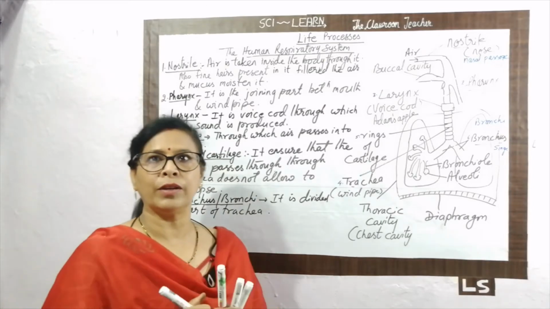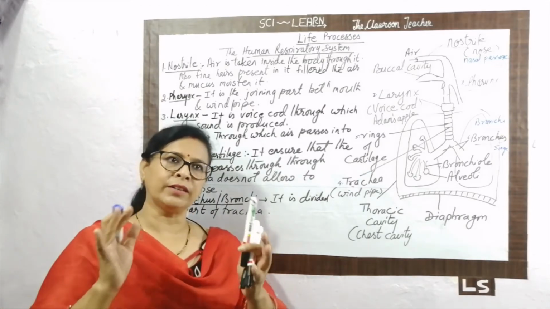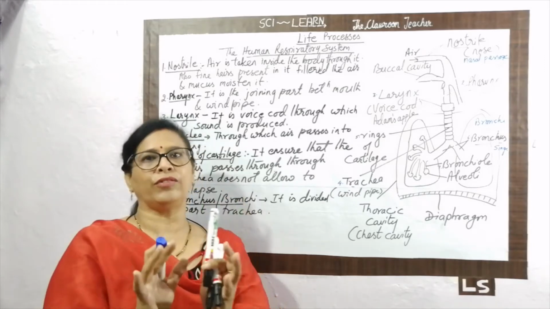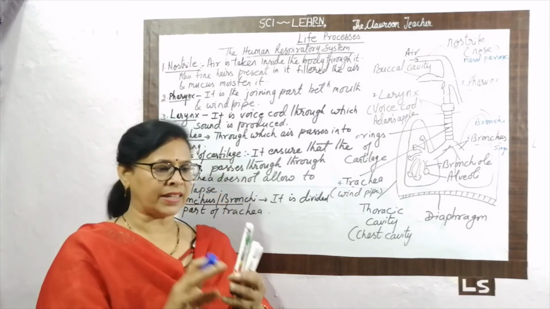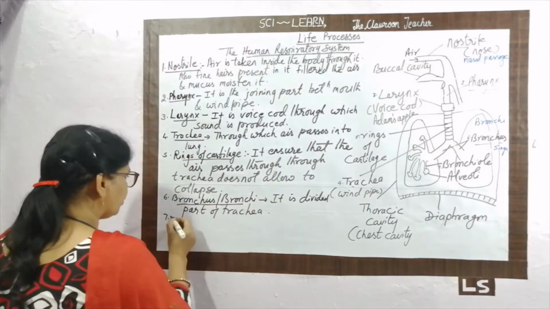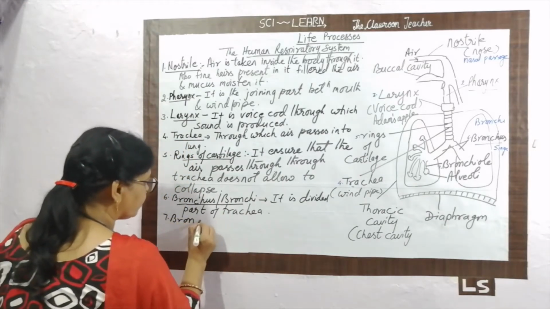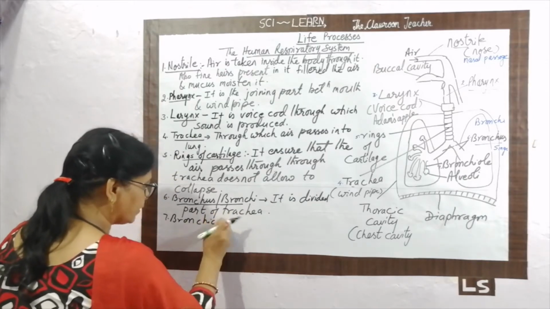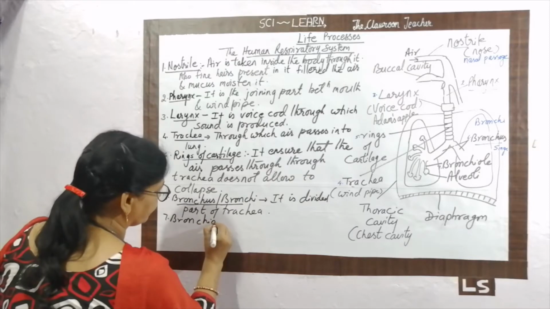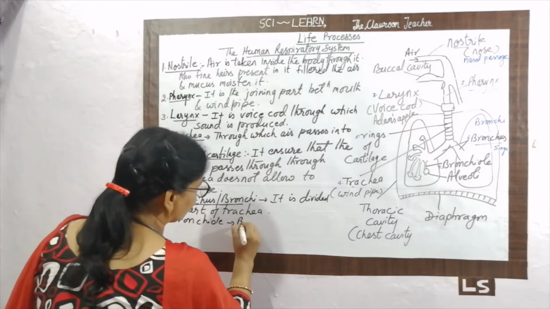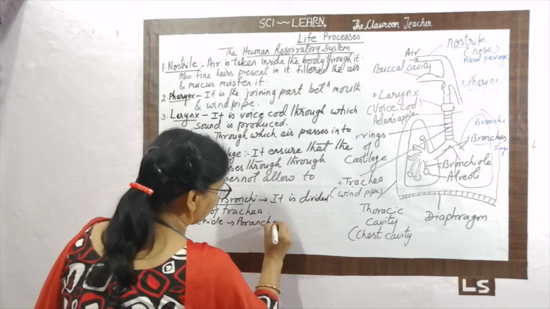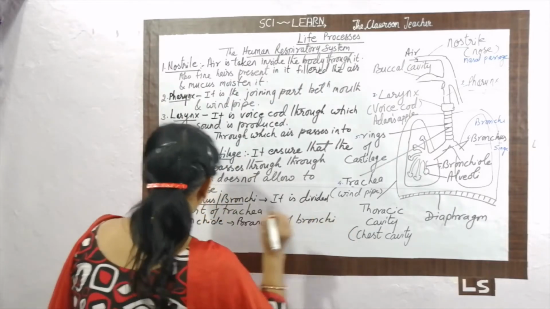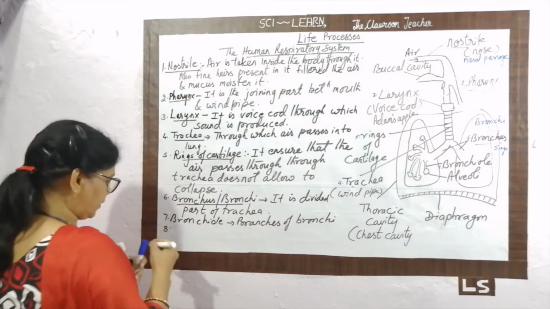What is the function of the bronchioles? The bronchus further divides to form bronchioles, and at the end of the bronchiole, the air sac is present. So what is the bronchiole? Bronchioles are the branches of the bronchi. Okay. And next is the 8th.